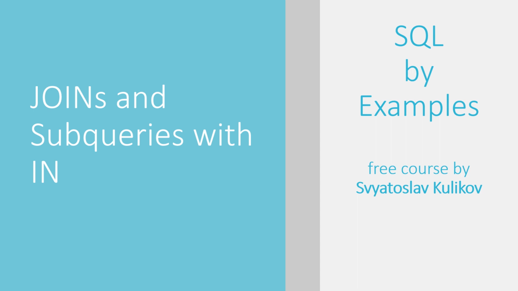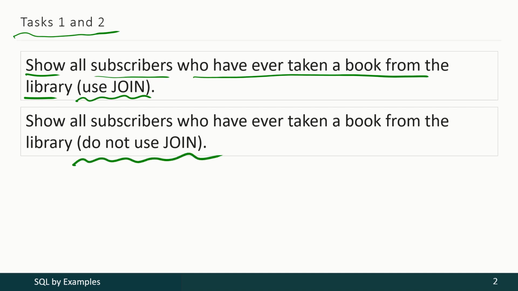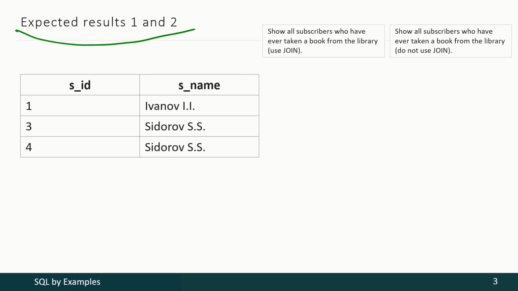In this video we shall discuss how to achieve the same results with joins or with subqueries with the in keyword. In the first two tasks we have to show all subscribers who have ever taken a book from the library, but in the first case we have to use join, and in the second case it is prohibited to use join. The expected result is the same for both tasks and it looks like this.